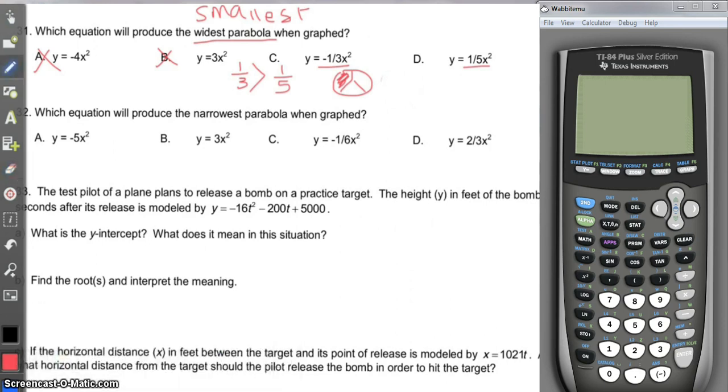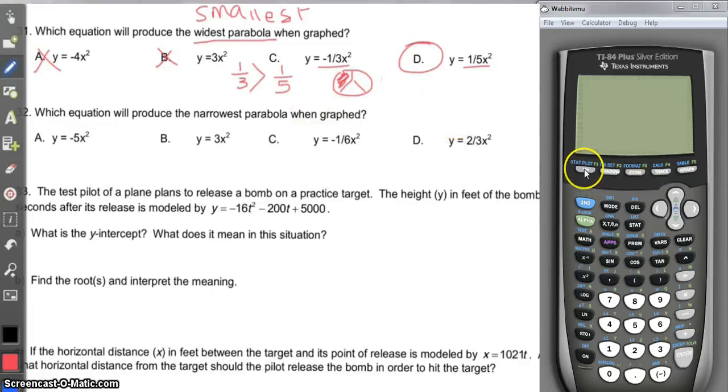Now for my academic class, you can use the calculator. So you know that A and B are not the answer because wider means the smaller numbers. So it cannot be A and B. They're both greater than 1, so they're going to be a narrower graph. So your choice is either C or D.